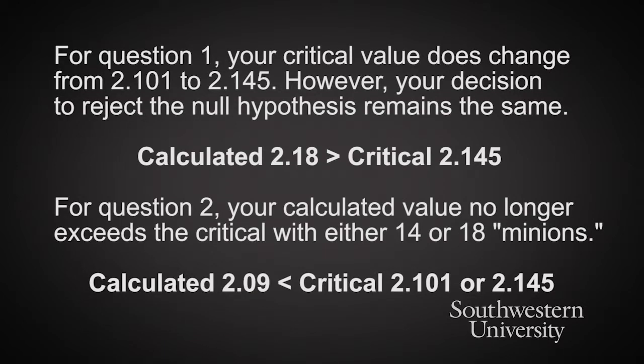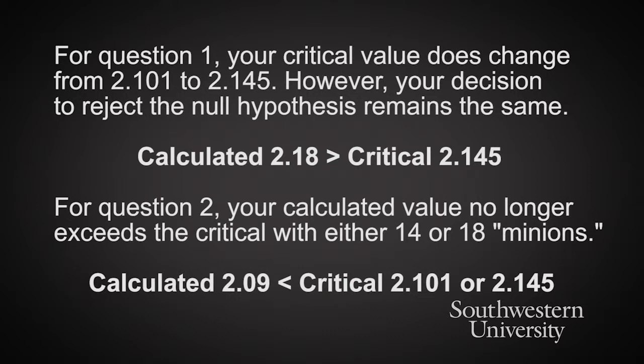Welcome back. I hope you've thought about these things. For question 1, your critical value does change from 2.101 to 2.145. However, your decision to reject the null hypothesis remains the same because 2.18 is still bigger than 2.145. For question 2, your calculated value no longer exceeds the critical with either 14 or 18 minions. Calculated 2.09 is less than the critical of 2.101 or 2.145.